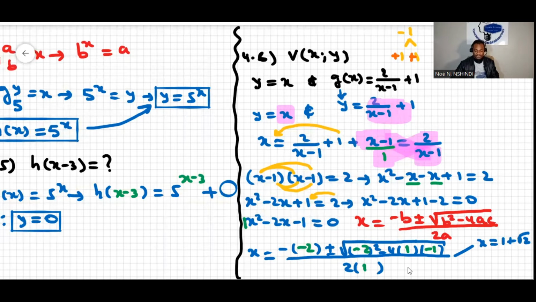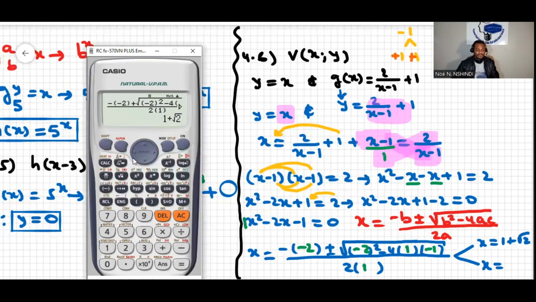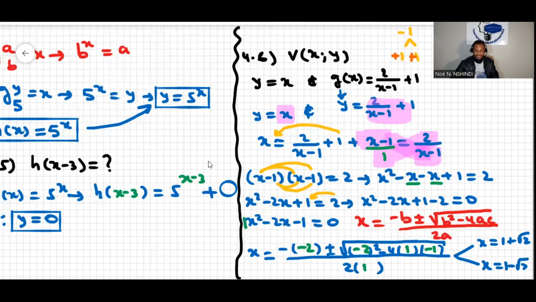Now we can also check with the negative. x will be equal to what? Let's check with the negative. Minus there, and then when we hit equal, we have 1 minus root 2. 1 minus root 2.